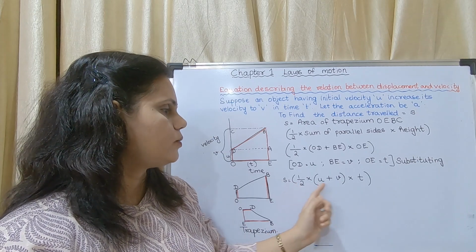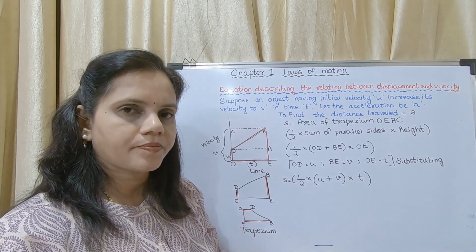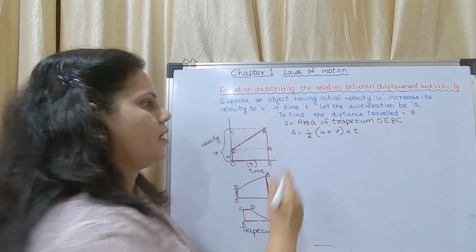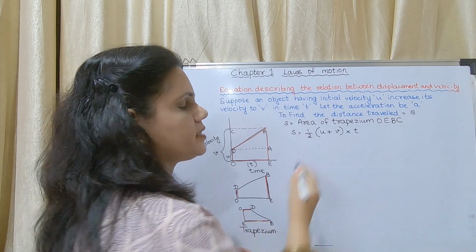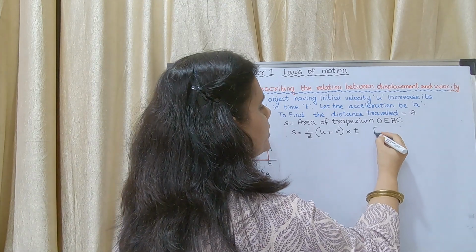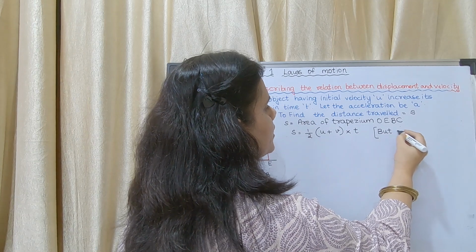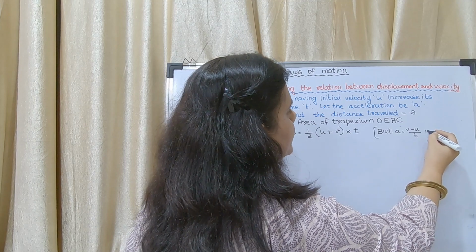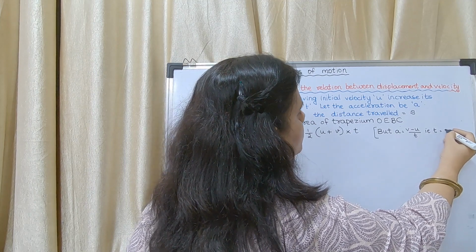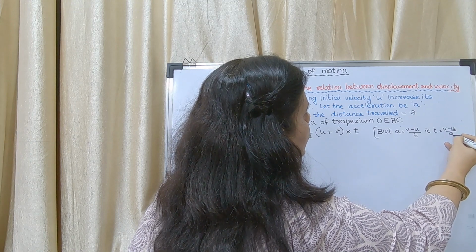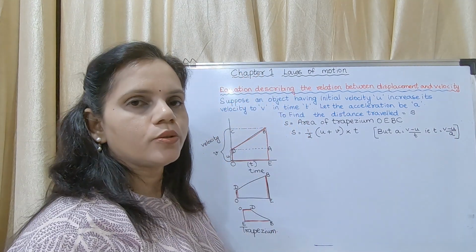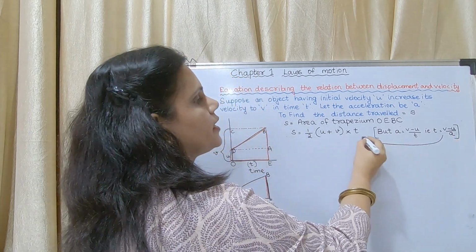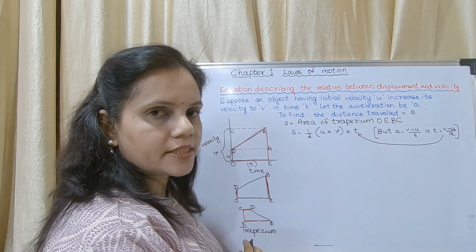Substituting half into u plus v into t. Okay, till here you may write. Now you may see s is equal to half into u plus v into t. But we know that a is equal to v minus u upon t, that is, t is equal to v minus u upon a. Now t is equal to v minus u upon a. We are going to substitute it here instead of t.